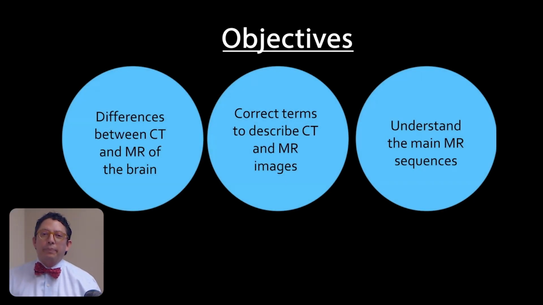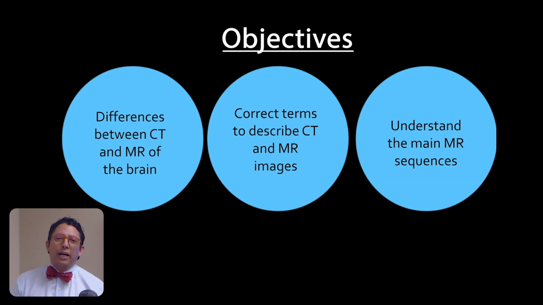What are the objectives of today? The first objective is to know the differences between the main images that we look at as neuroradiologists, which are CTs and MRIs. The second is to know the correct terms that we use when we speak about the different shades of gray in CTs and in MRIs. And finally, we're going to understand the main sequences that we see in MRI so you can differentiate them.